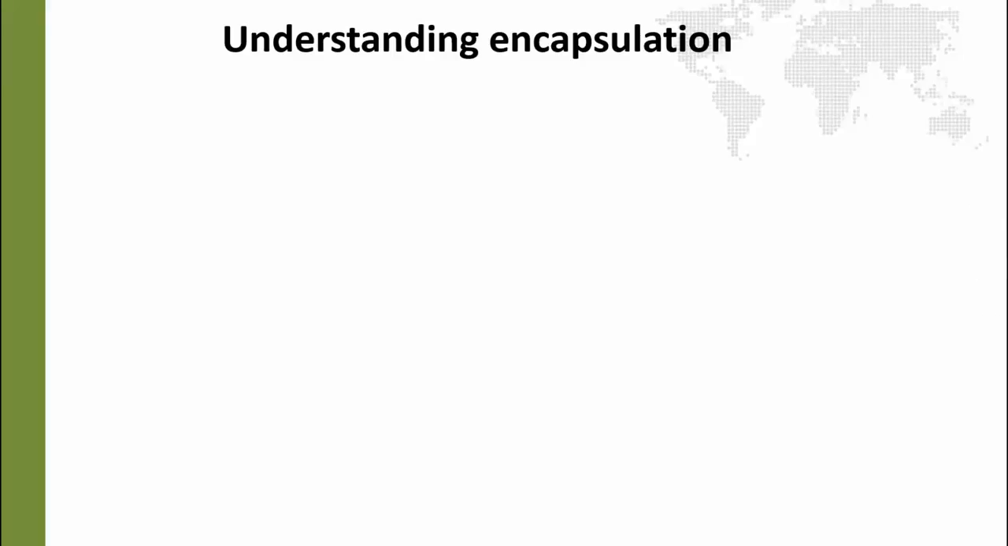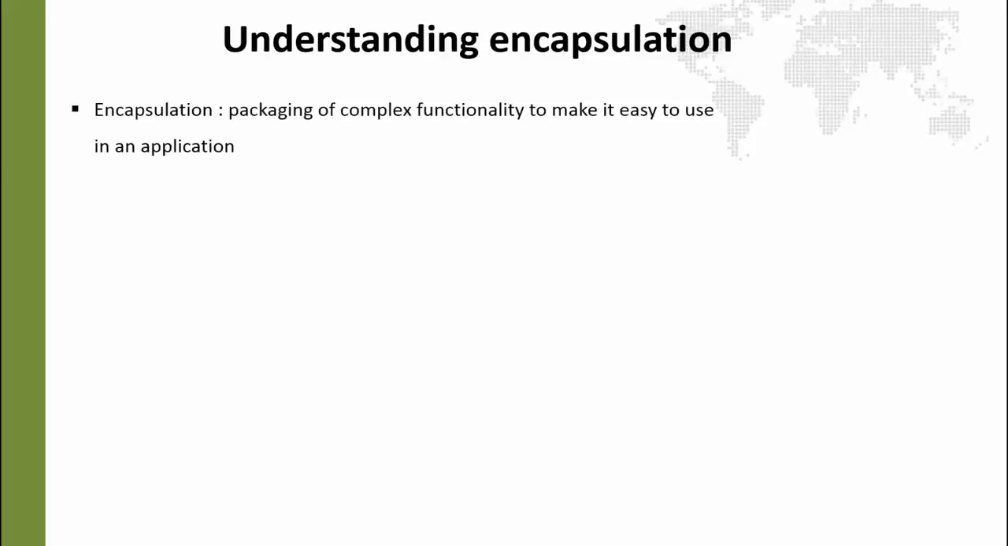The principles of object-oriented programming depend on a few basic concepts, and one of the most important concepts is encapsulation. Encapsulation means that you are packaging complex functionality to make it easy to use. When you first create Java applications, most new programmers will put all of their code into the main method, and I have been doing that in the first two sections of this course.